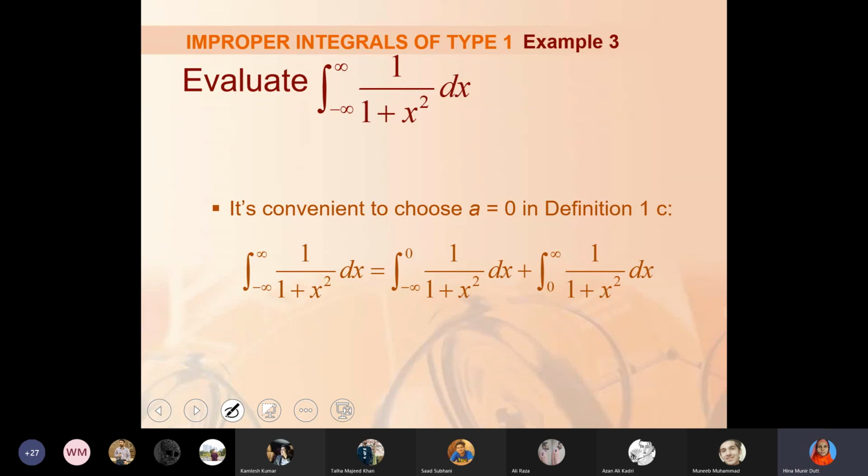Basically, we want to evaluate it as a limiting value of the t.